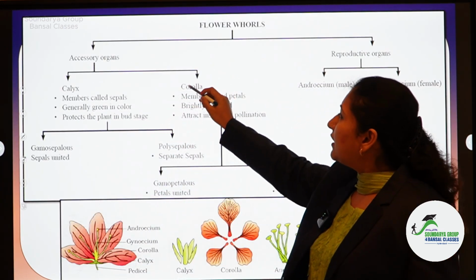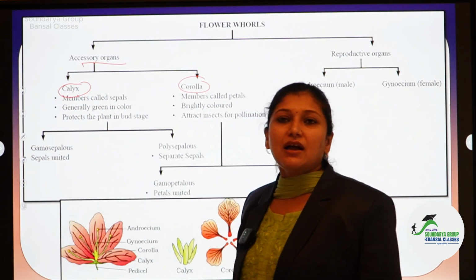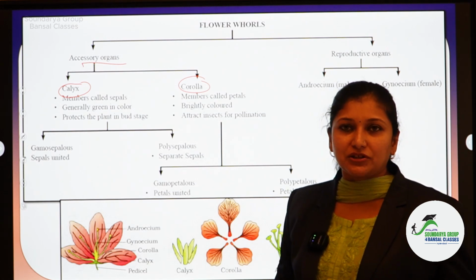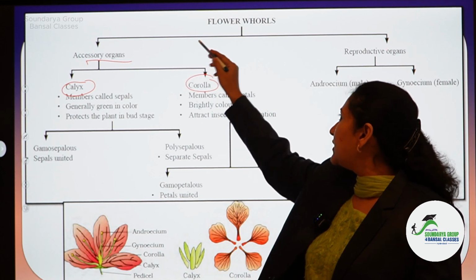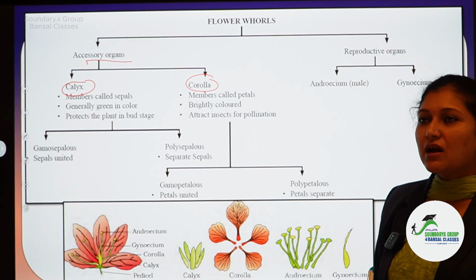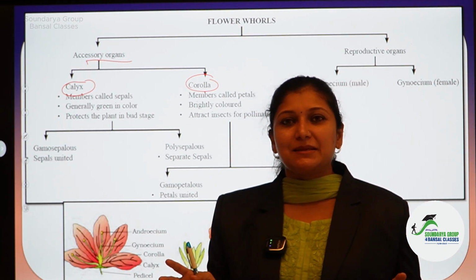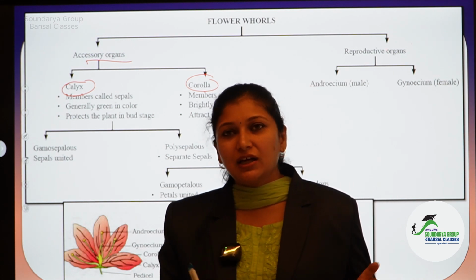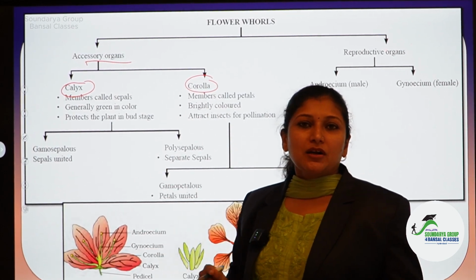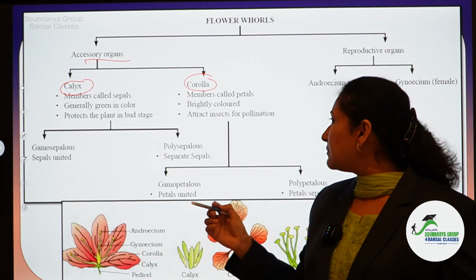You can see here, these two are known as calyx and corolla. They are known as accessory organs, as they are not participating in reproduction, but they will be helping in reproduction. Floral whorls are divided into 2 main types, accessory organs and reproductive organs. There are 2 whorls which are not participating in actual reproduction, they just help in reproduction, like calyx and corolla. The calyx protects in the bud stage, and the corolla is responsible for attracting.